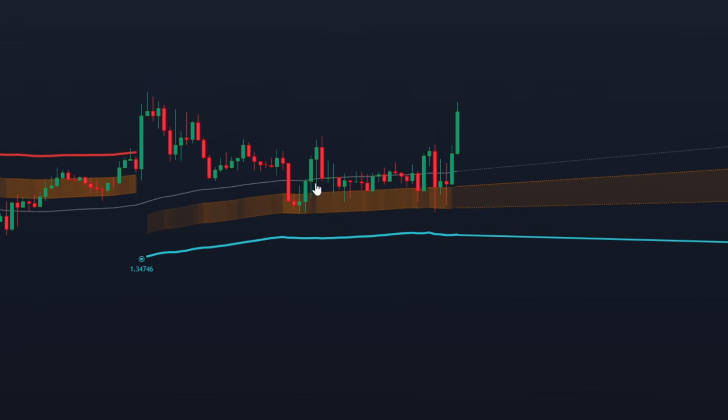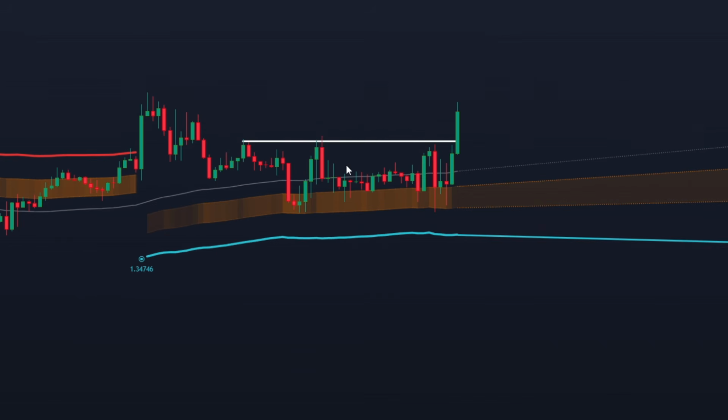Now, while that pullback is happening, price will usually leave behind a swing high before it pulls back. That high can act like resistance. So once price touches the line or the pocket and starts trying to move up again, we mark that swing high and wait for a breakout.